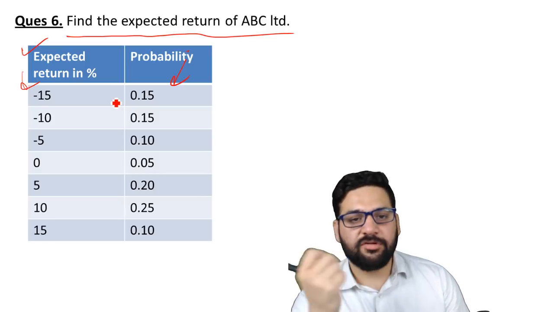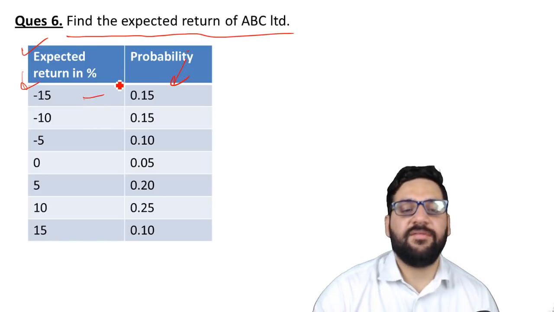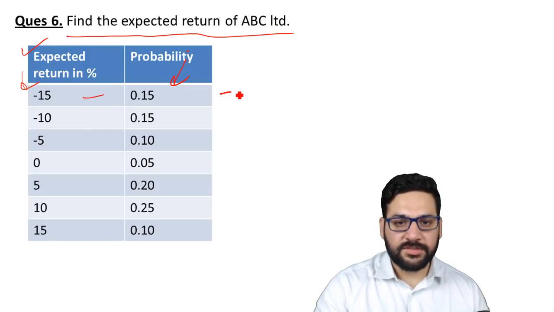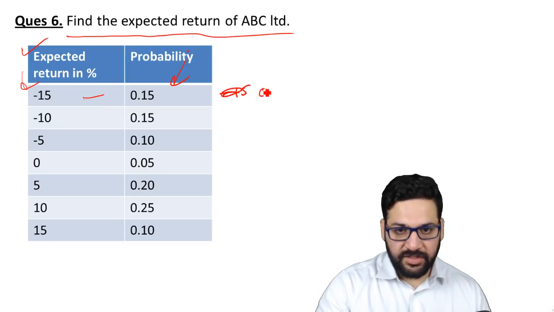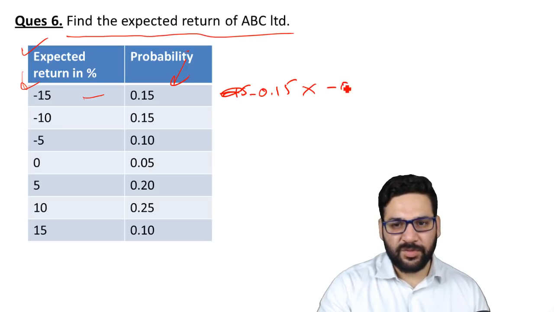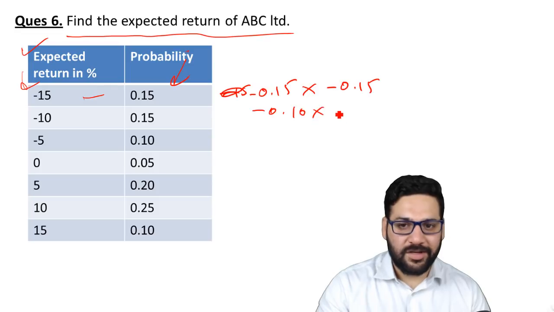I don't want to get in depth into this question. This is nothing but a weighted average. So what you need to do is 0.15, multiplied by 0.15. This is a little complicated, you know. This is not in minus. Are you getting it?